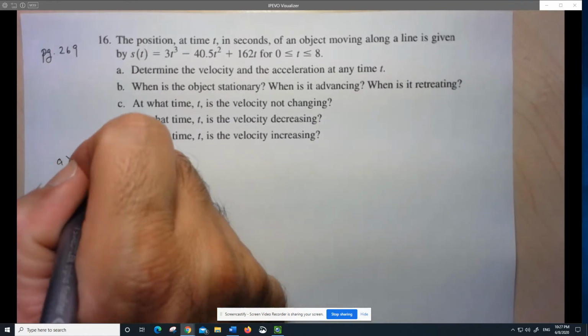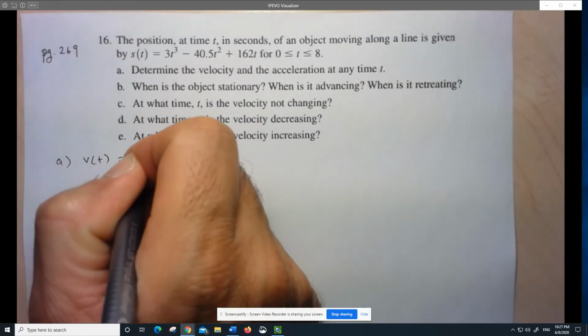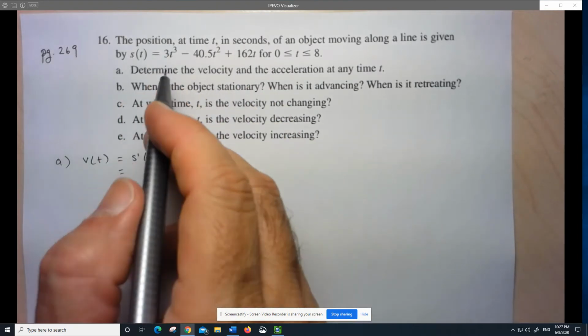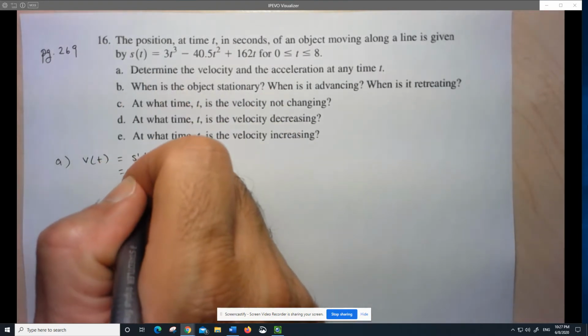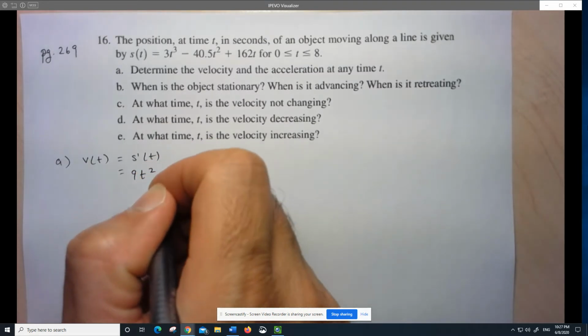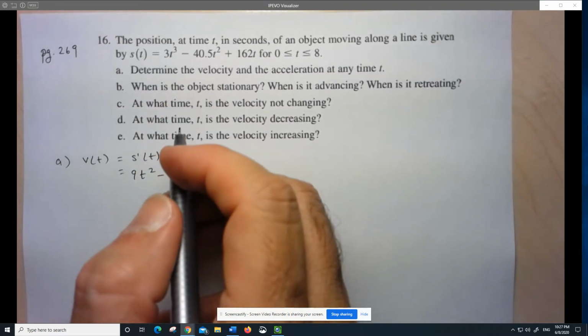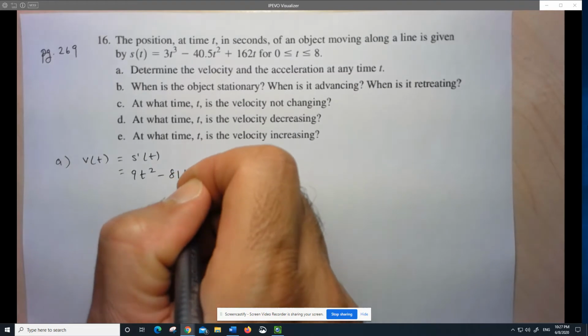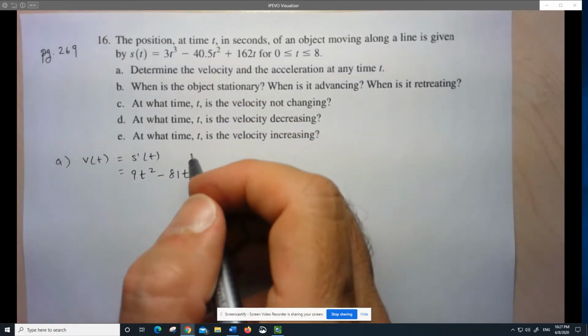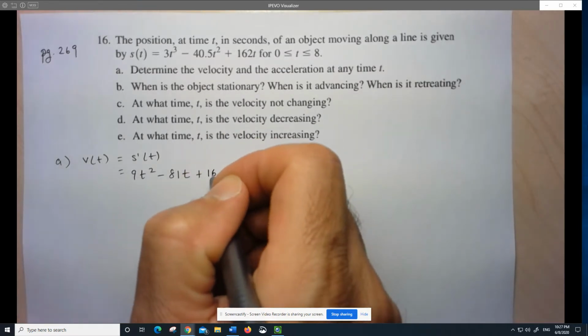Now we remember that the velocity is just the derivative of the position function. So, nice easy polynomial. The derivative of 3t cubed is going to be 9t squared, minus 2 times 40.5, so that's 81t, and then plus the derivative of 162t is just going to be 162, since the derivative of t is just 1.